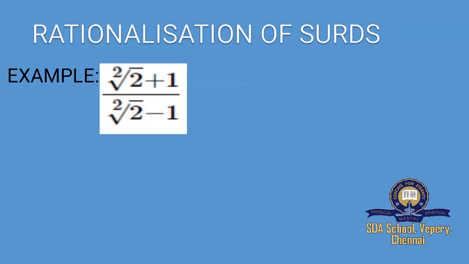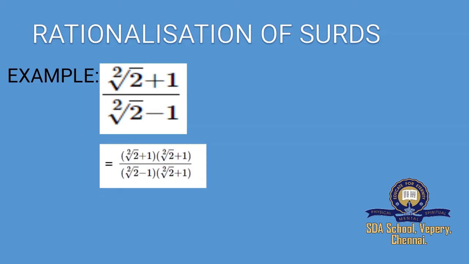Rationalization of surds. Let us understand this better with the help of an example. For example, this question is given to you all: square root of 2 plus 1 divided by square root of 2 minus 1. See, step 1 would be taking the conjugate. What do I mean by conjugate? I have to rationalize the denominator. If there is minus in between, I have to put plus. Multiply and divide by that. For here, square root of 2 minus 1 is there in the denominator. So I will be multiplying and dividing it by square root of 2 plus 1.